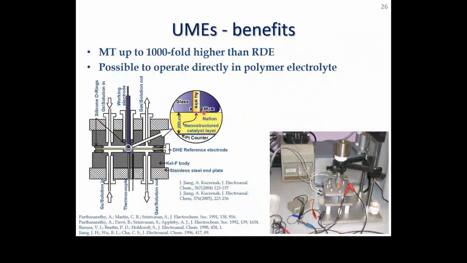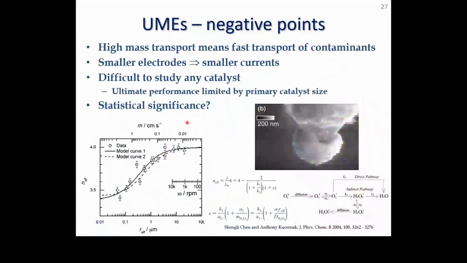Catalysts in contact with solid polymer electrolytes. So one of the nice things here is you don't have to use a liquid electrolyte, and you still get fast mass transport. So what are the negative points? Well, because you've got very fast mass transport of reactants to the surface, that also means you've got very fast transport of any contaminants to the surface as well. So you have to be scrupulously careful about contamination control in these sorts of systems.